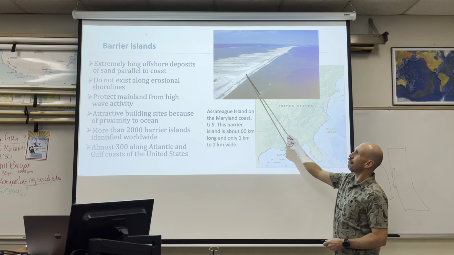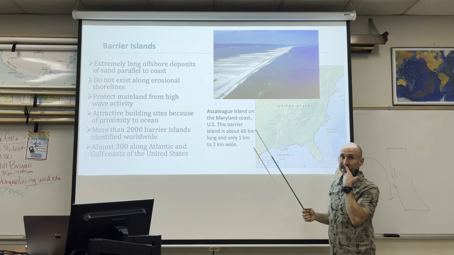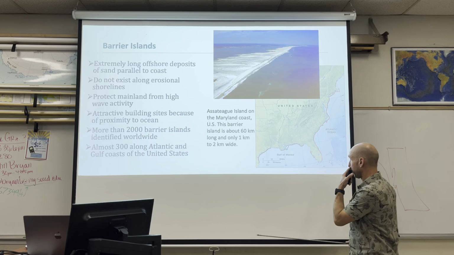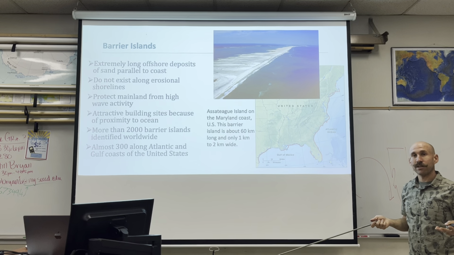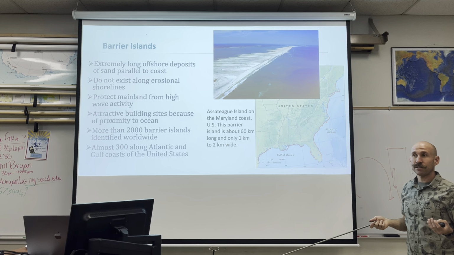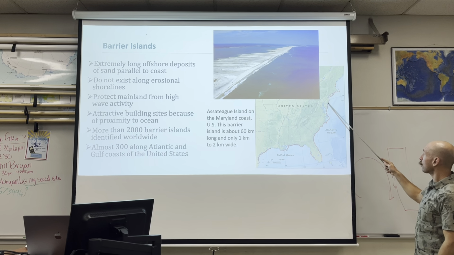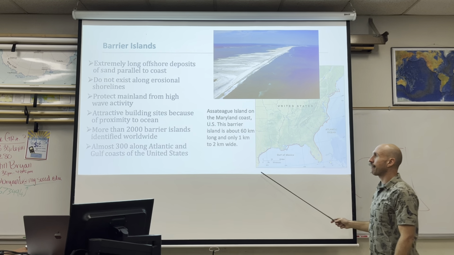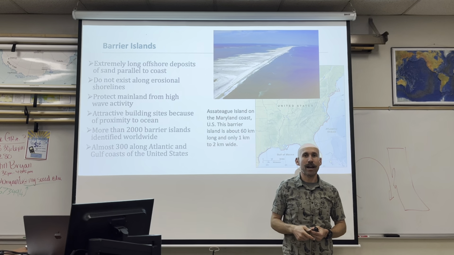Barrier islands are parallel to coastlines. On depositional shores, you don't really get these on erosional shorelines, and therefore you don't really see barrier islands on the Pacific coast. You see sea stacks, sea arches. But on the East Coast, it's almost completely lined. The Gulf of Mexico and the Atlantic coast have 300 of the relatively 2,000 global barrier islands.